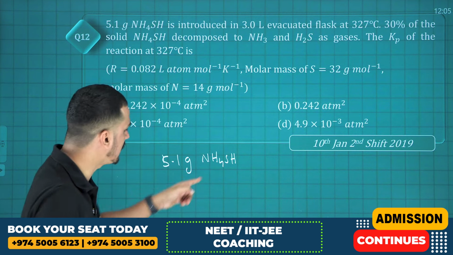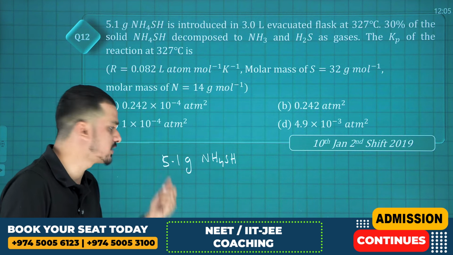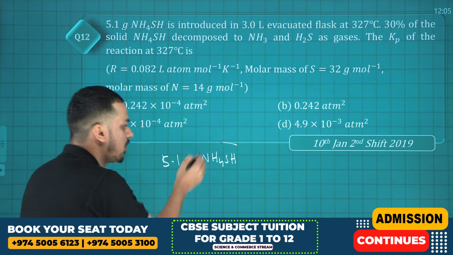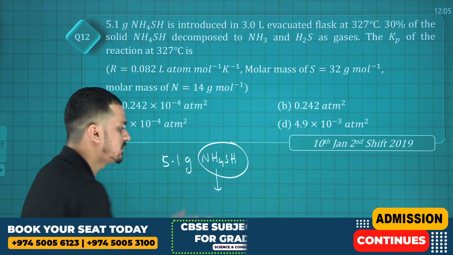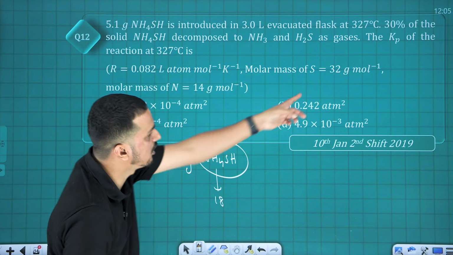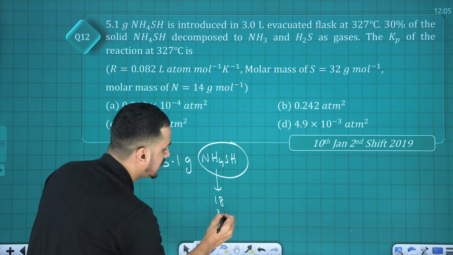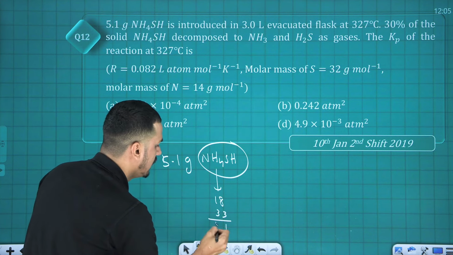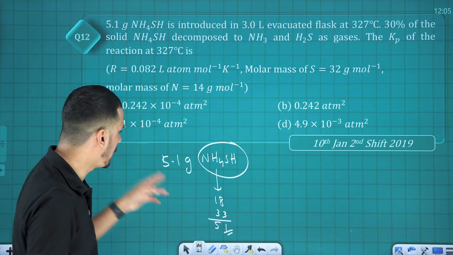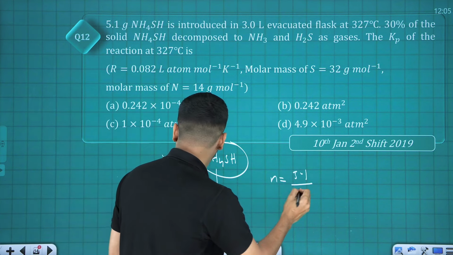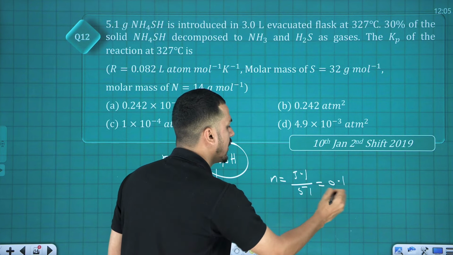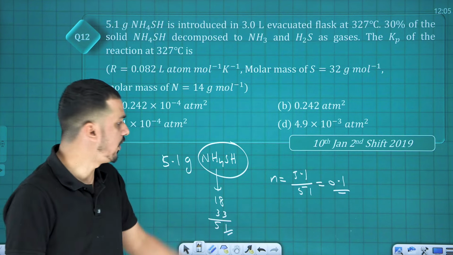So what will I do? I will convert this into number of moles. Number of moles equals given mass by molar mass. So I need the molar mass of NH4HS. What's the molar mass? NH3 is 17, NH4 is 18. Then sulfur is how much? 32. 32 plus 1, 33. While adding 1, we get 51. So 5.1 gram means number of moles equals 5.1 divided by 51. That's equal to 0.1. 0.1 moles.